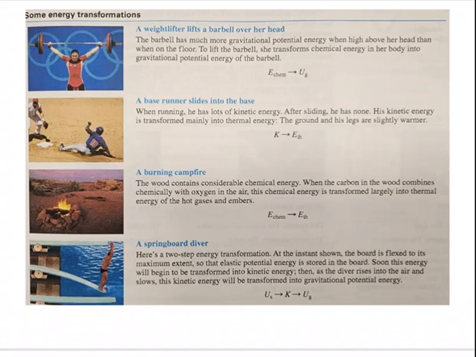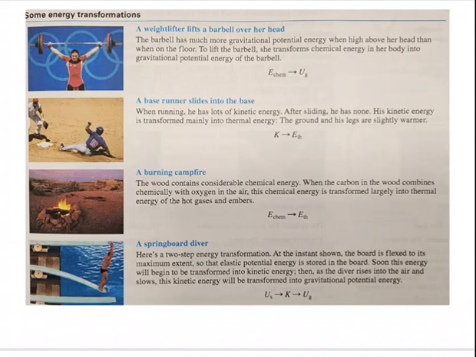The base runner slides into the base. So for this to happen, when running, he has lots of kinetic energy, of course. After sliding, he has none because he came to a stop. So no more kinetic energy. So that energy must have been transferred into something. His kinetic energy is transformed mainly into thermal energy. Why? Because of the friction of him sliding in the dirt. So now his leg is heated up some. So the ground and his legs are slightly warmer. So the kinetic energy here transforms into thermal energy. Okay?